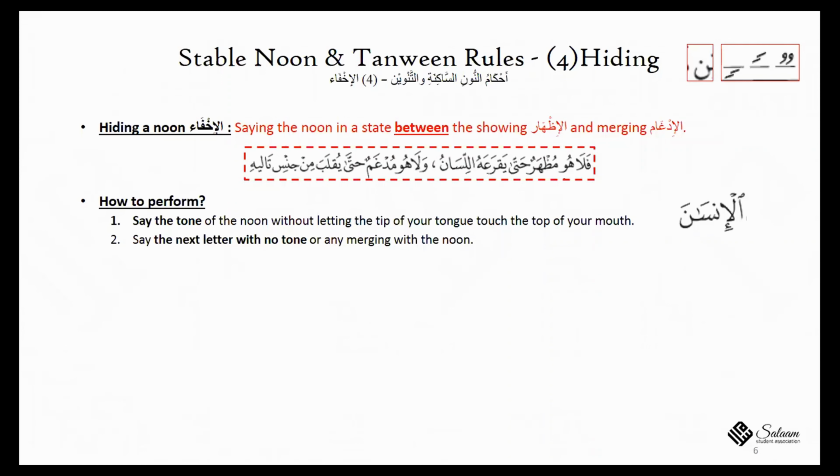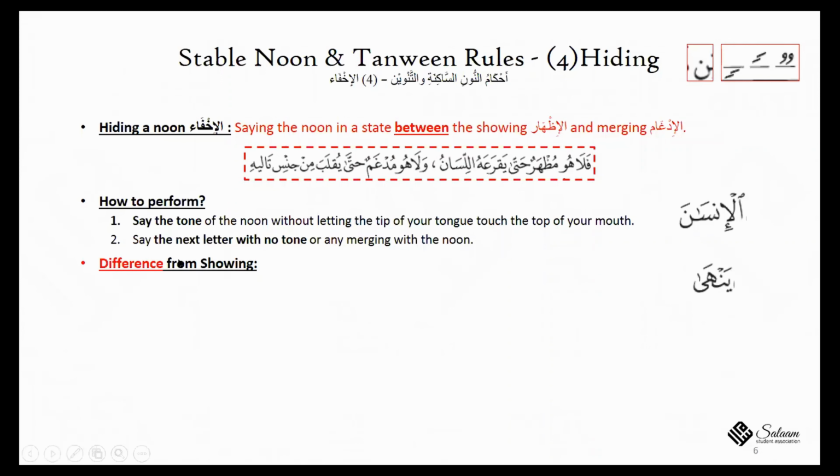So I did not say al-insan with a full noon. If I said it that way, it would be idhar, showing. But this is not correct because we have a sin after it. So what we do is we only say the tone of the noon, and we do not make the tongue touch the top of the mouth. So we will say al-insan, al-insan.